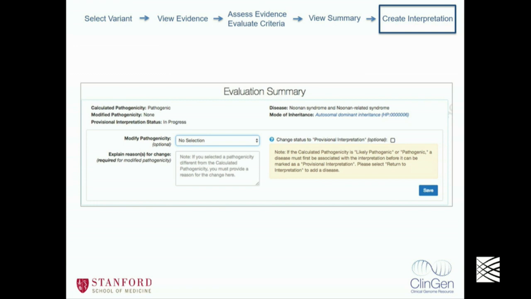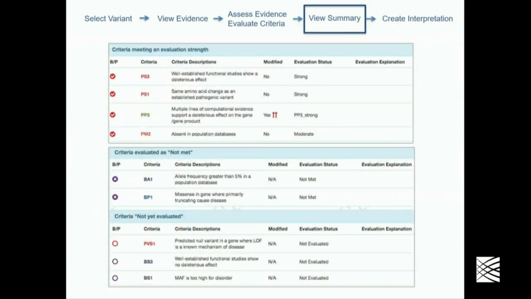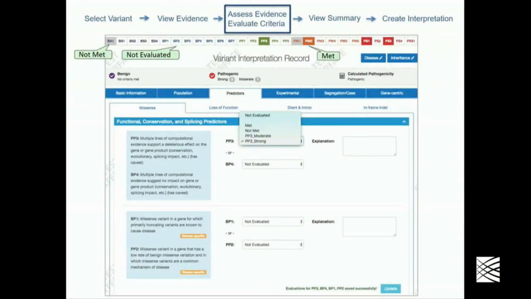You can override what the system gives you using your professional judgment, but it gives you what the calculation is. And then you assign it to a disease and an inheritance. And so it sort of adds everything up. It even, as you're going along, gives you a summary of where you are. You've got no benign, 3 strongs, 1 moderate, and right now it's giving you a pathogenic score. So you can sort of see, it'll constantly update.